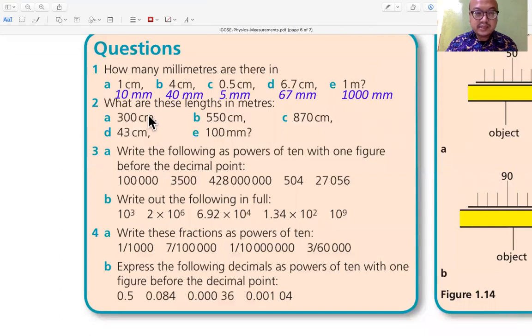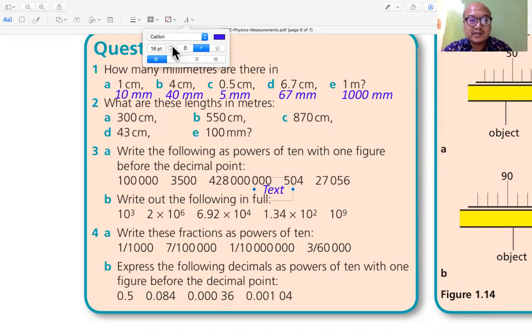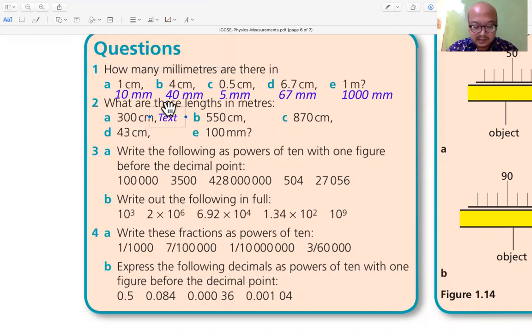What are these lengths in meters? Okay. 1 meter equals to 100 centimeter. So 300 centimeter, I think you can decide about this. Yeah, this is around 3 meter.